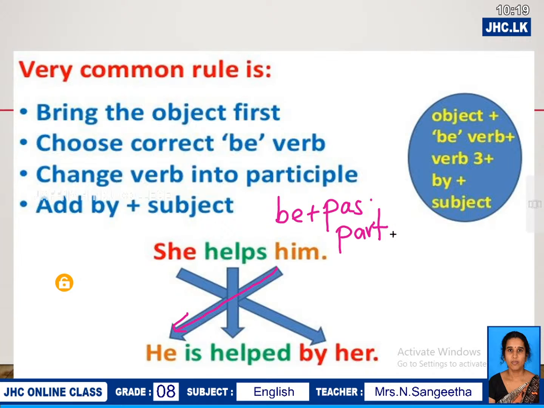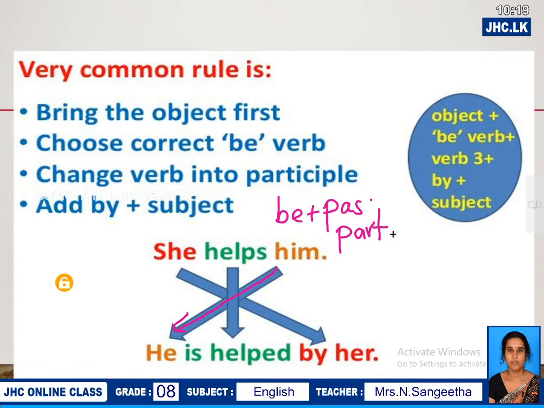Choose the correct be verb. Change the verb into participle. The main verb is changed into past participle. Add by plus subject. Subject is brought as object here. The subject pronoun will be changed as object pronoun with by. By and the object pronoun there.